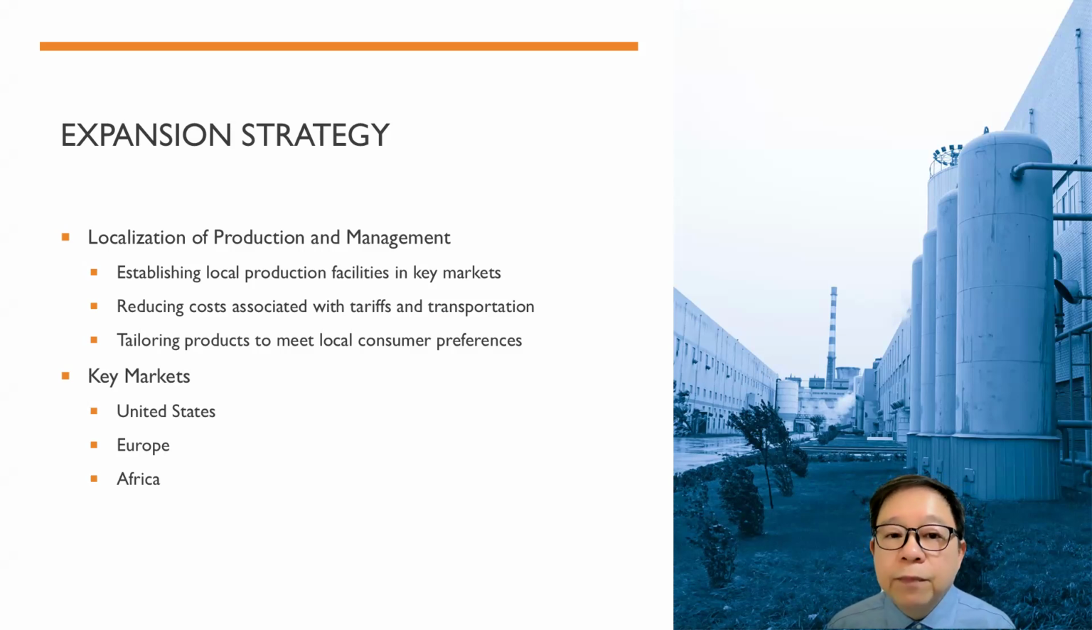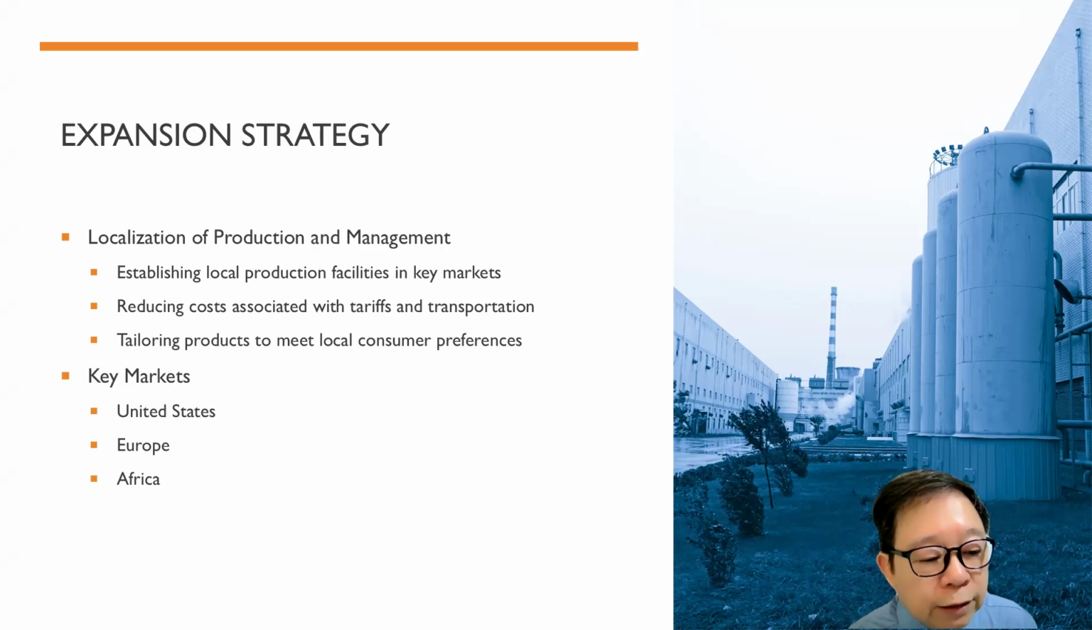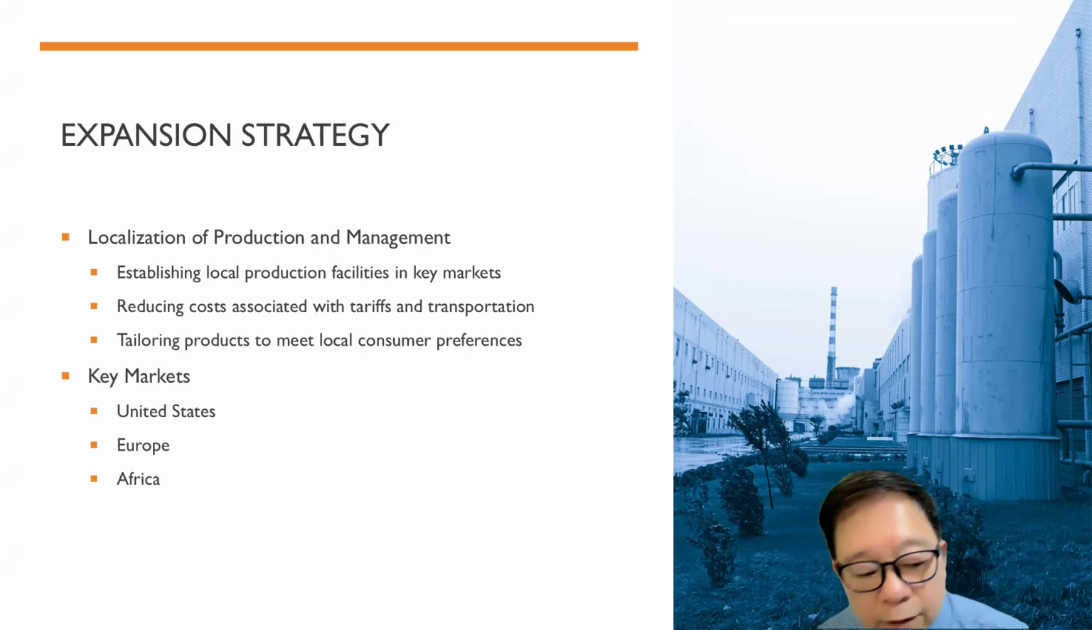And at the same time, they can cut costs, right? Instead of shipping from overseas, they can use local transportation. Also, since they produce locally, they are able to tailor products to meet local consumer preferences. The key markets for Haier now, apart from China, are the US, Europe, and Africa.